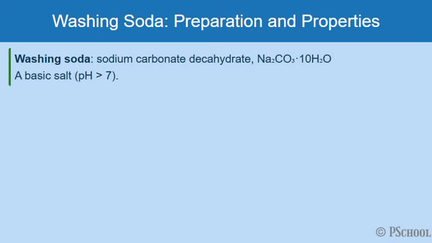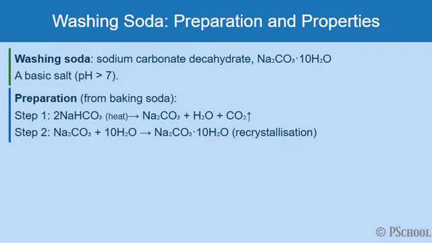Washing soda is sodium carbonate decahydrate, Na2CO3.10H2O. It is a basic salt with pH greater than 7. Preparation from baking soda. Step 1. Heat 2 sodium bicarbonate to get sodium carbonate plus water plus carbon dioxide. Step 2. Dissolve sodium carbonate and recrystallize by adding water to get washing soda crystals.